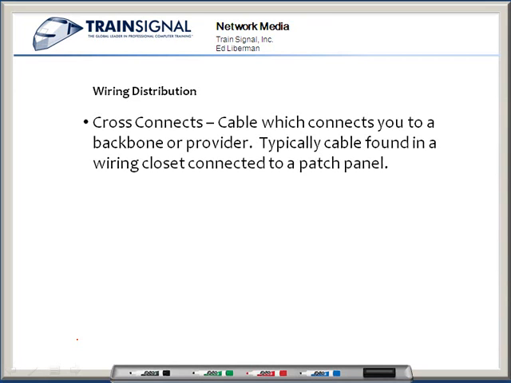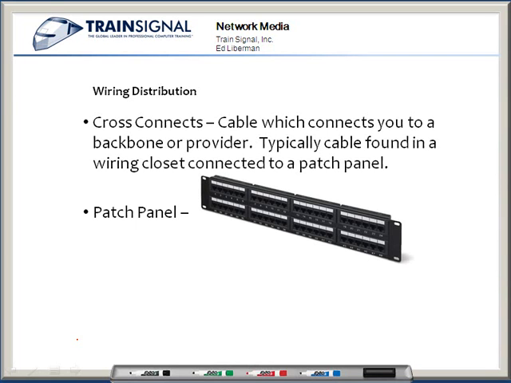Typically, your cross connects are these patch cables that you find in a wiring closet connected to a patch panel. Well, what the heck is a wiring closet and a patch panel? Well, a wiring closet is just that. It's a box that holds a bunch of cabling and paneling. A patch panel, the best way to describe it is to give you a picture. This is what a patch panel looks like.